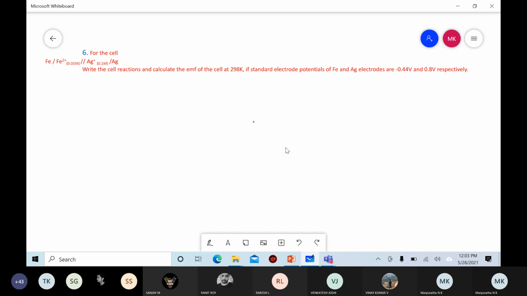So today also we are going to discuss numericals on the basis of the Nernst equation only. But in these numericals, one electrode has a two-electron change reaction, and the other electrode has a one-electron change reaction. See the first numerical: for the cell Fe | Fe2+ (0.01 molar) || Ag+ (0.1 molar) | Ag, write the cell reactions and calculate the EMF of the cell at 298 Kelvin if the standard electrode potentials of iron and silver electrodes are minus 0.44 volt and 0.8 volts respectively.